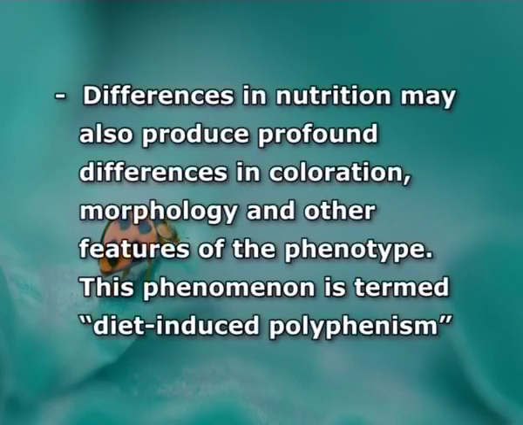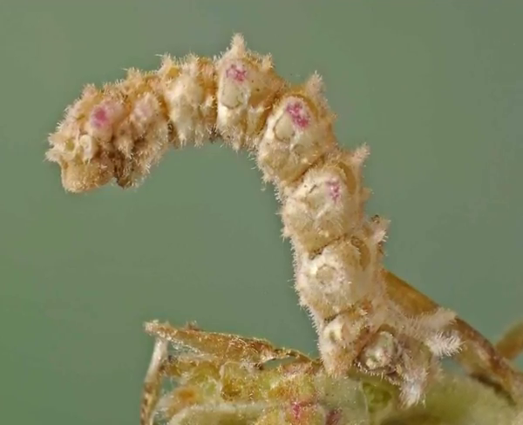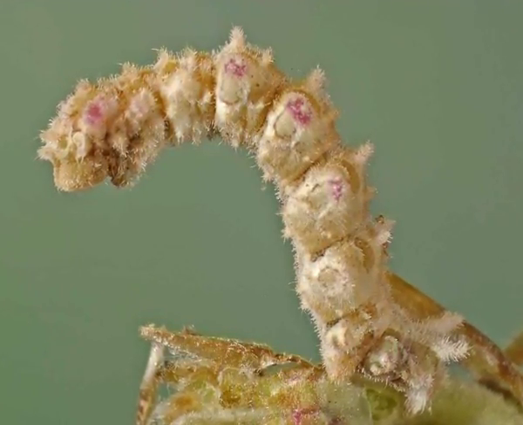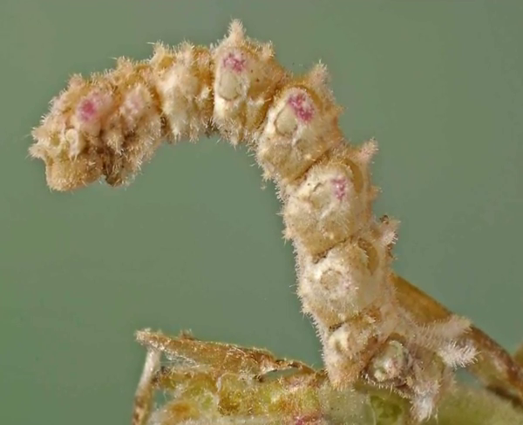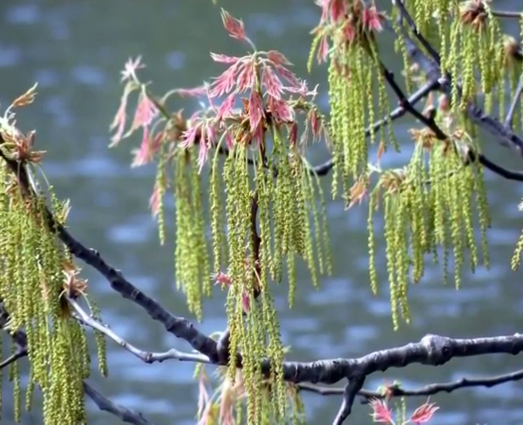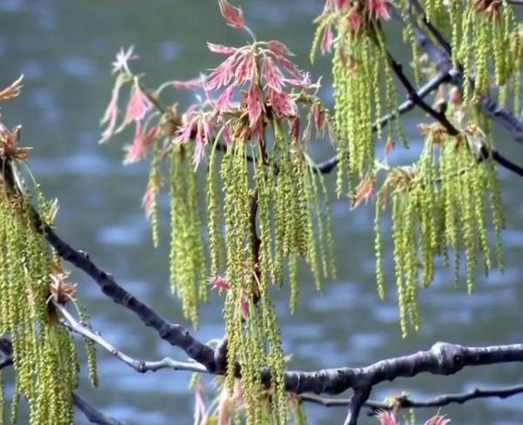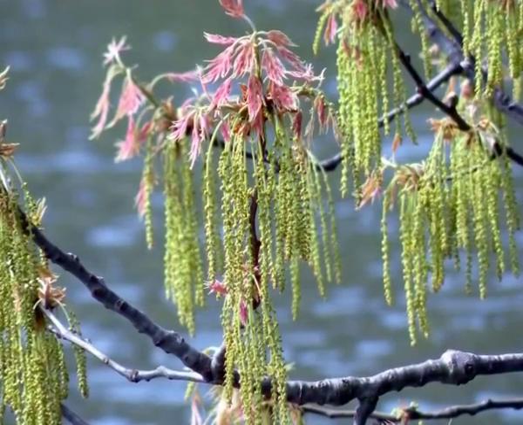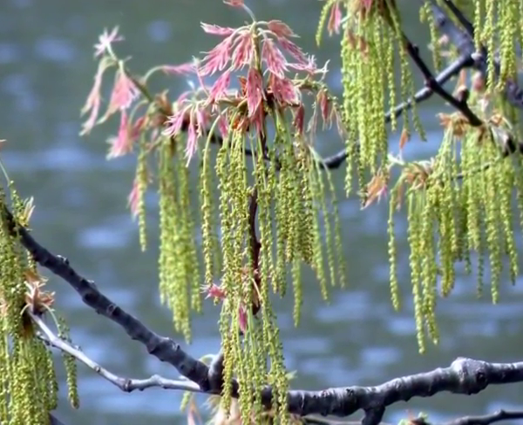Differences in nutrition may also produce profound differences in coloration, morphology, and other features of the phenotype. This phenomenon is termed diet-induced polyphenism. For example, caterpillars of the spring broods of Nemoria arizonaria resemble the oak catkins on which they feed. They are yellow with a rough cuticle and have two rows of reddish spots along the midline.